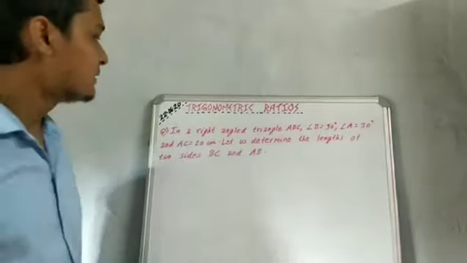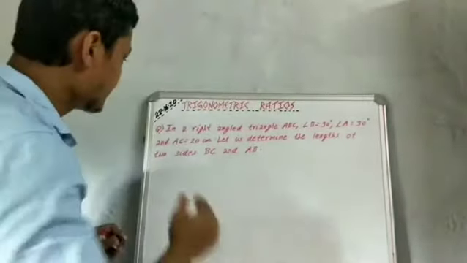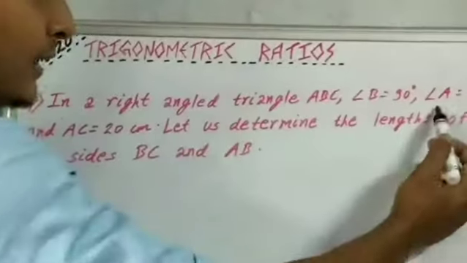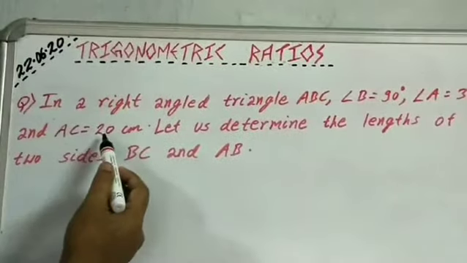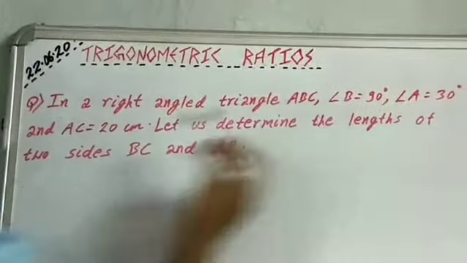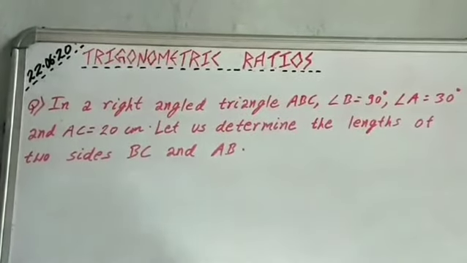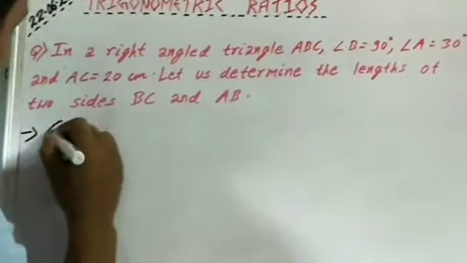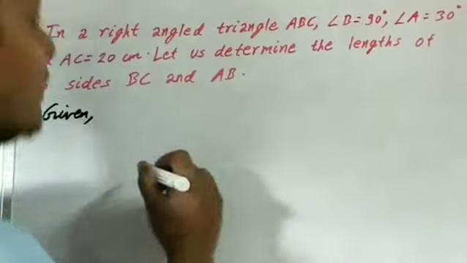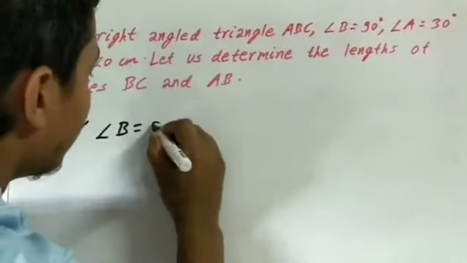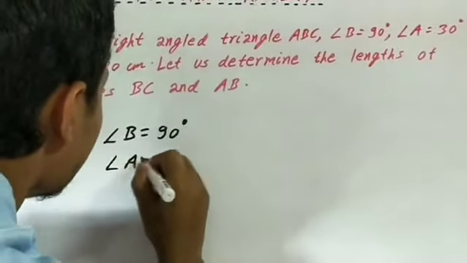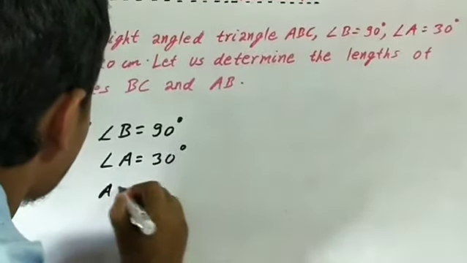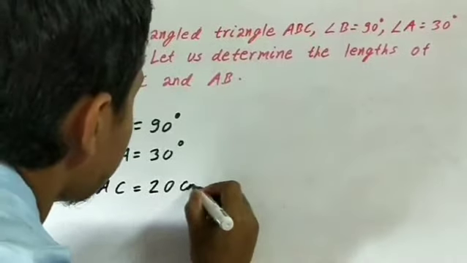So now, based on the previous knowledge, let's solve this question. The question is, in a right angle triangle ABC, angle B equal to 90 degree, angle A equal to 30 degree and AC equal to 20 centimeter, let us determine the lengths of two sides BC and AB. So we are given that angle B equal to 90 degree, angle A equal to 30 degree and value for AC equal to 20 centimeter.